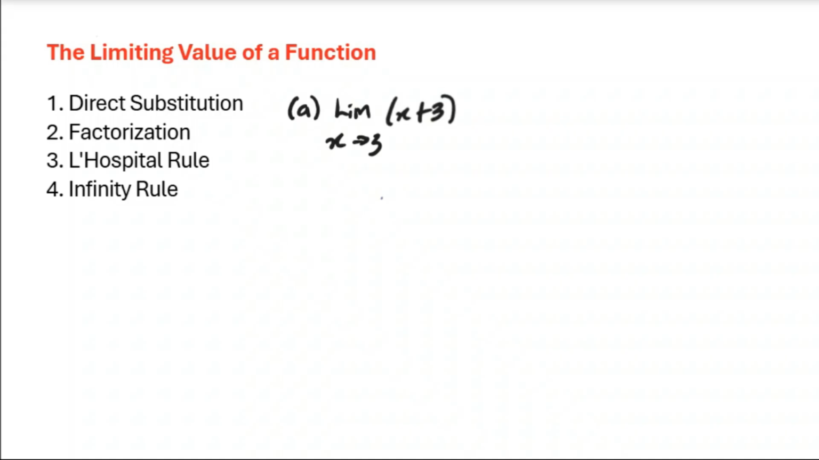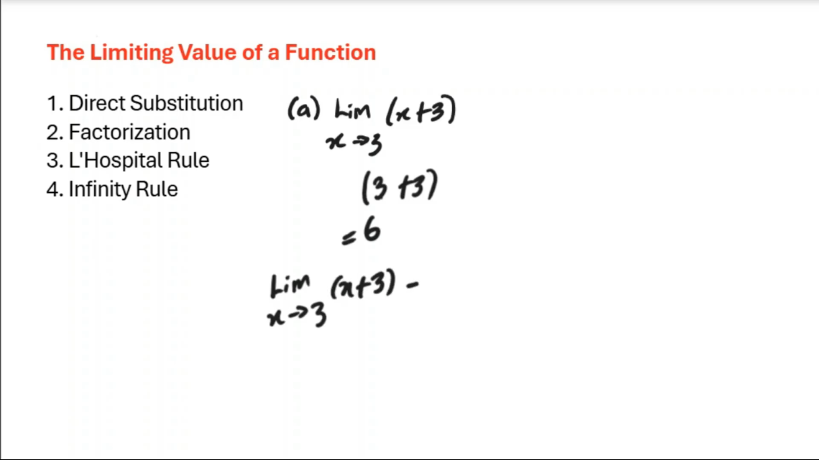So direct substitution simply means that the value that you have here, you directly substitute it into your equation if it works. Now you discover this, if we substitute x to be 3 into this expression, instead of writing x, that will be 3 plus 3. And 3 plus 3 is going to give us 6. So therefore, the limit as x tends to 3 of x plus 3 is equivalent to 6. So for this question, direct substitution worked.